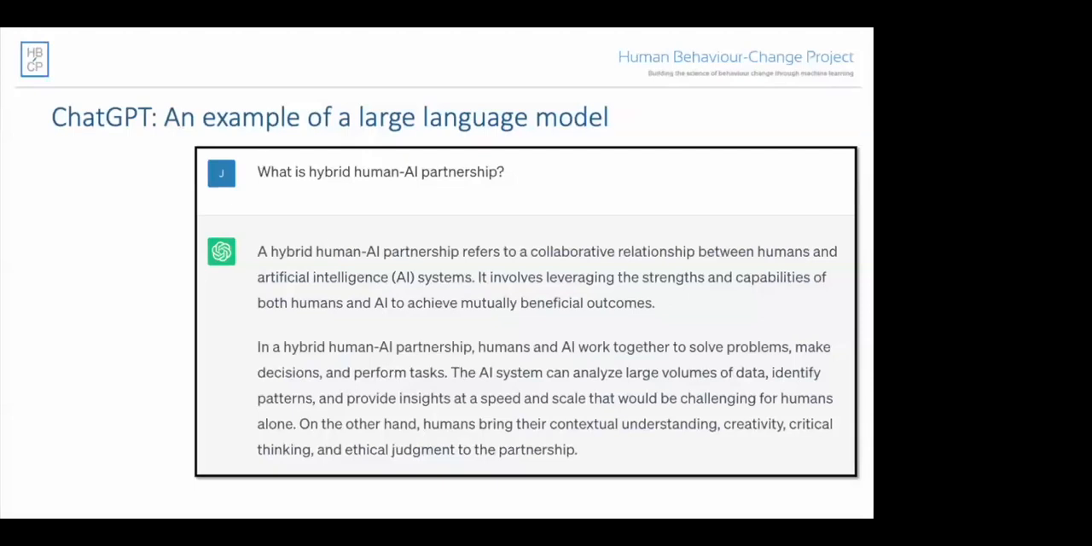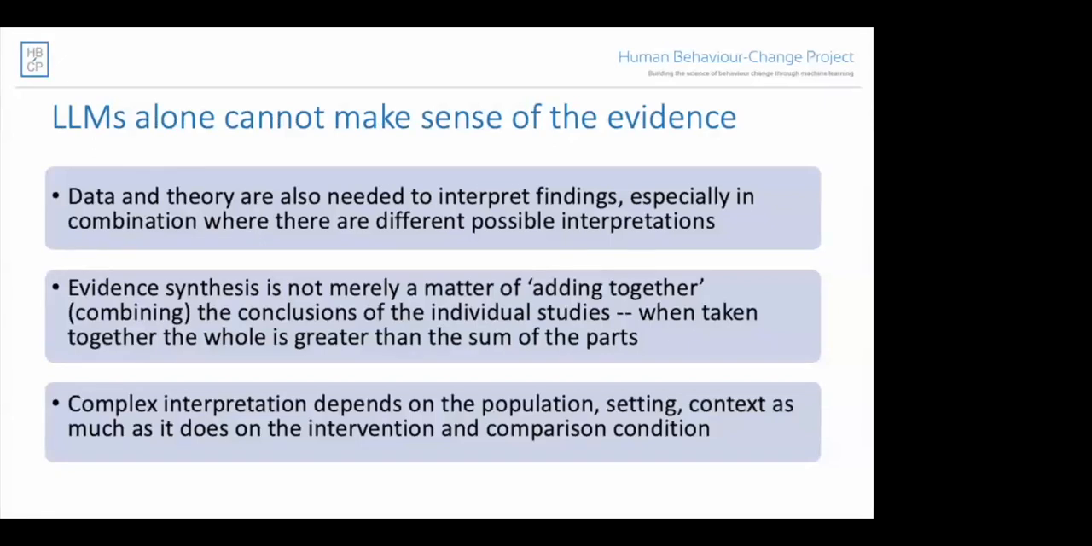This is more or less exactly why we need to develop systems that combine AI together with a human in the loop. And on the other hand, it says humans bring their contextual understanding, critical thinking, ethical judgment, and also, I would add, some kind of overall coherence and obviously nuanced understanding of what is represented in the evidence base. So language models alone cannot make sense of the evidence, even though they can do powerful things and produce really quite well-formed text in response to prompts.